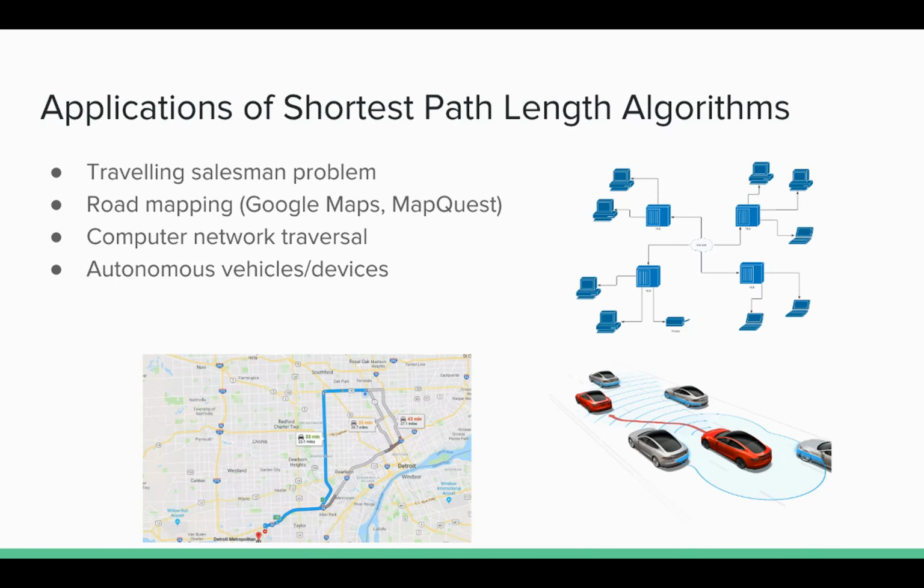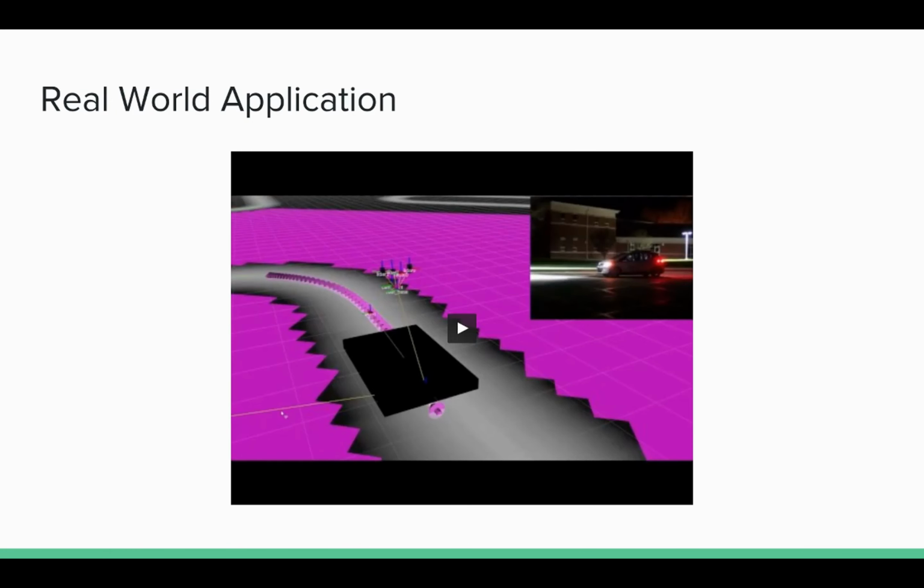Some applications of shortest path length algorithms include the traveling salesman problem, road mapping such as Google Maps or MapQuest, computer network traversal, and autonomous vehicles and devices. In this video provided by VT Autodrive, an autonomous vehicle design team here at Virginia Tech, we can see a visualization of how path planning algorithms guide autonomous vehicles.